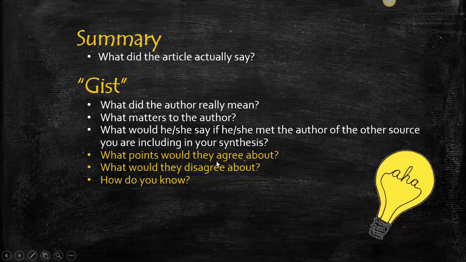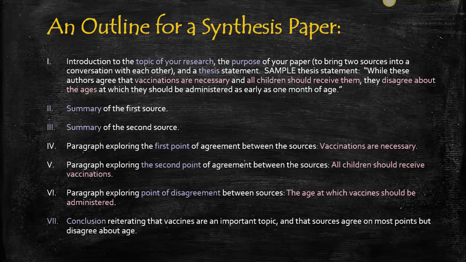What would they agree about? What would they disagree about? And how do you know? And that's information you're going to have to extrapolate from the articles themselves. Okay, now let me show you a sample outline for a synthesis paper. Once you've answered those questions, and again, it takes a little bit of imagination and creativity. It takes you being able to understand the gist of each article, reading between the lines, understanding what's really important to the authors. Once you've done that, here's an outline for a synthesis paper.